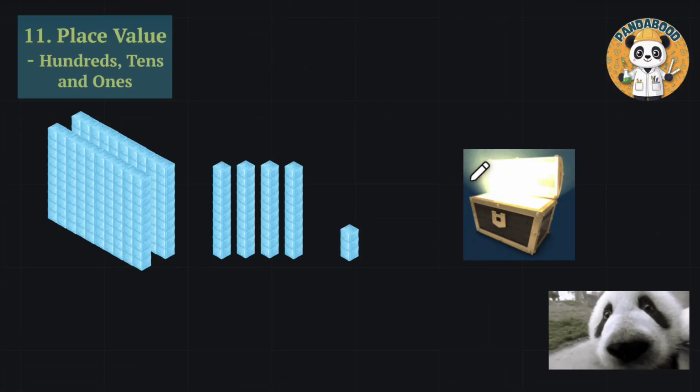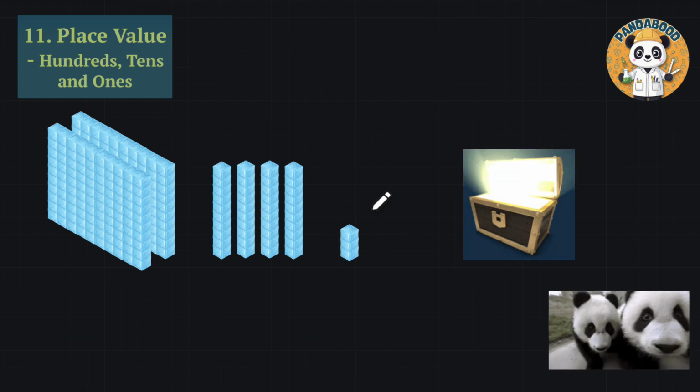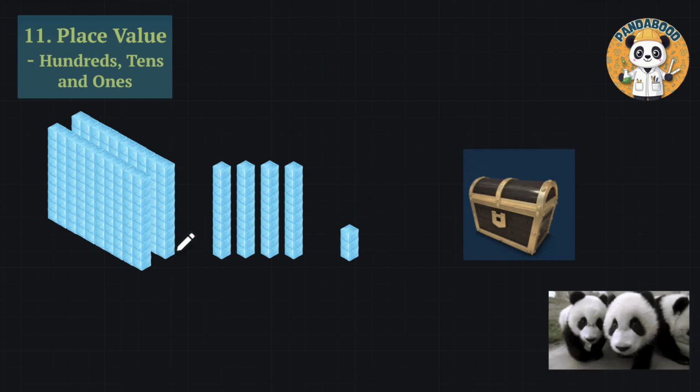Imagine a treasure chest with hundreds, tens, and ones of ice cubes instead of gold coins. How do we count them all?